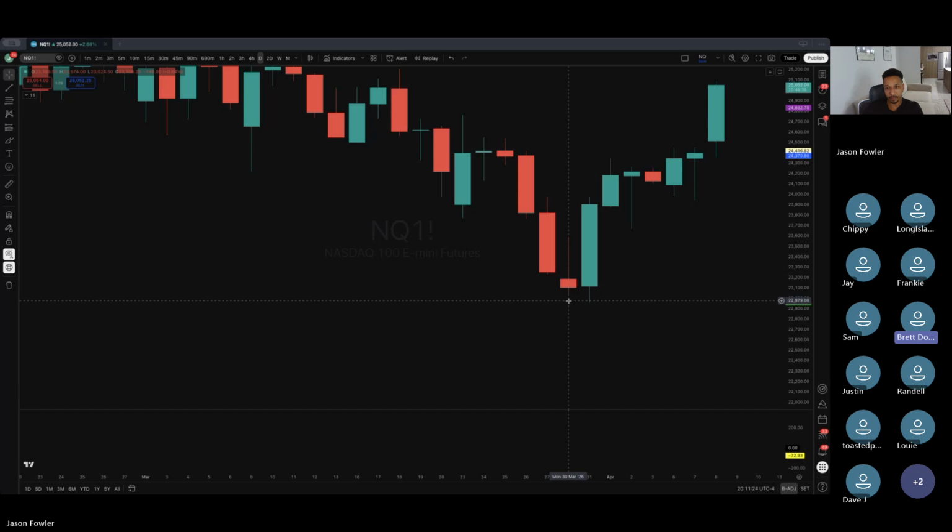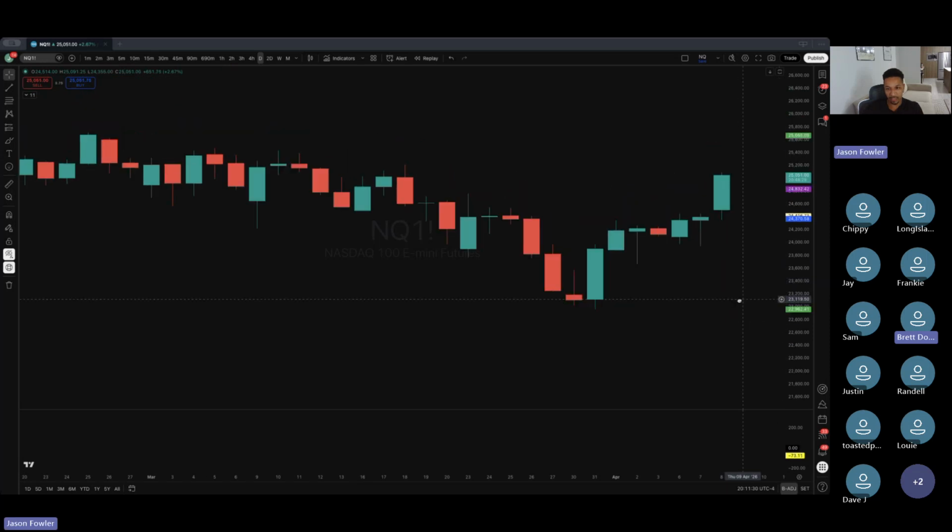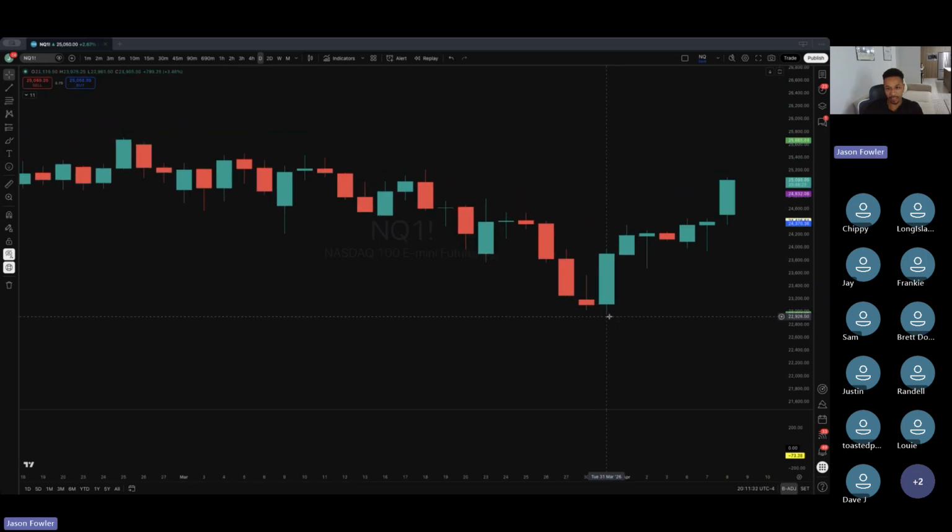And you can see at the bottom how the candles shrink. That means the sellers are getting exhausted. Exactly. And the smaller body of the candle, exactly. Yeah, so go ahead, Brett.